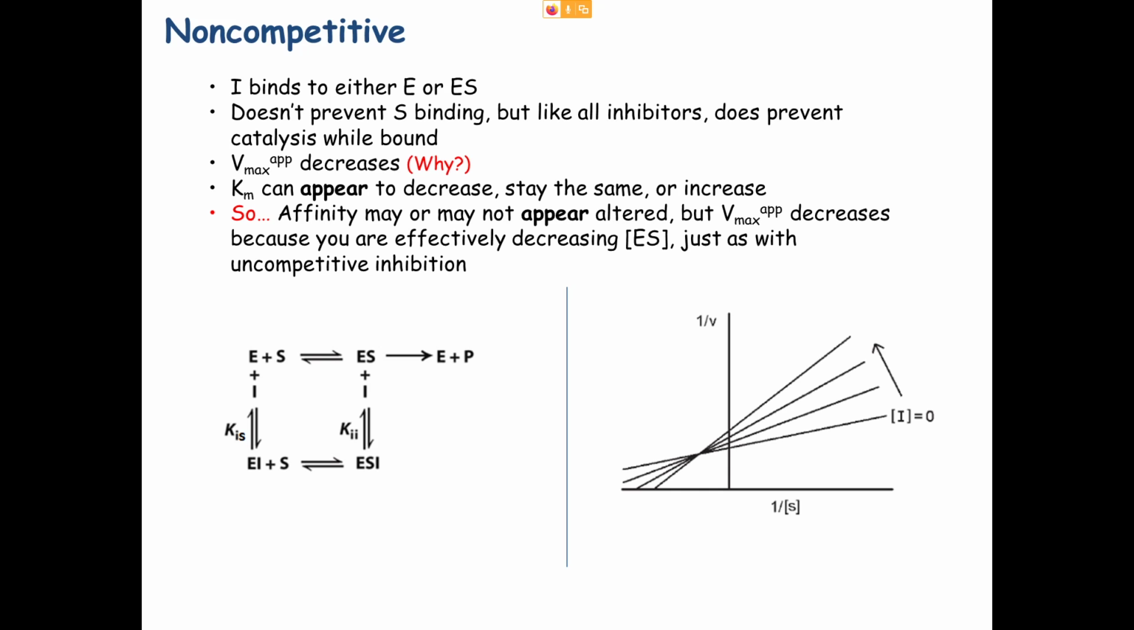If I has the identical affinity for E as it does for ES, then no, the Km would not appear to change. But it's very unlikely that one molecule has the exact same affinity for two different things. It usually has a preference. So whichever it has a preference for, E or ES, it could alter it such that the Km appears to go down, or it could appear to go up, depending on the I's preference. So Km could go up or appear to go up. It could appear to go down. It could, very rarely, stay exactly the same.